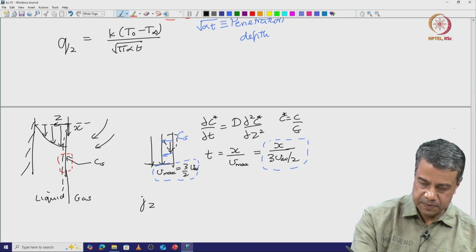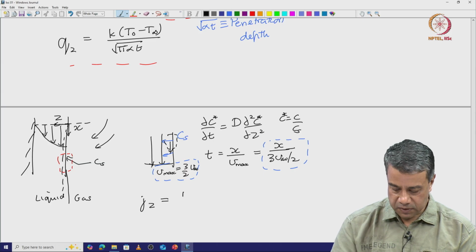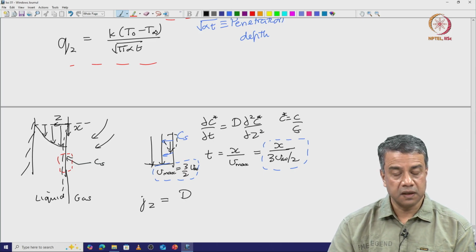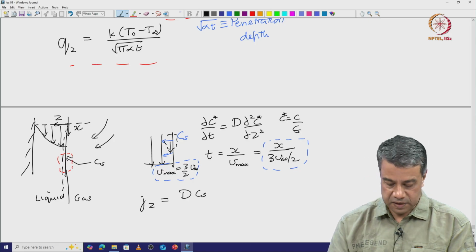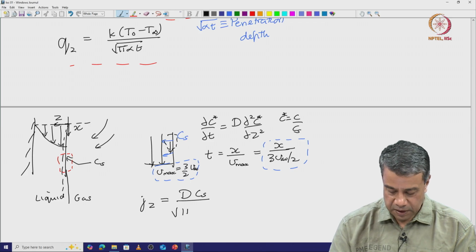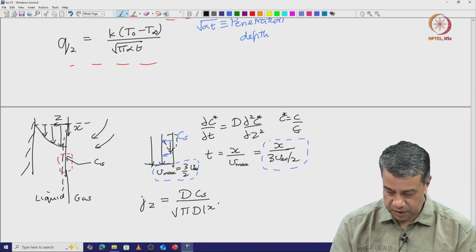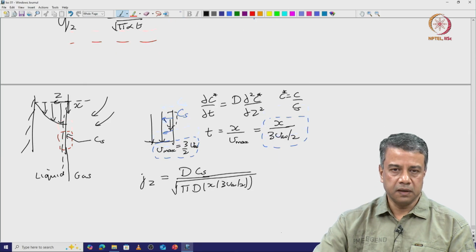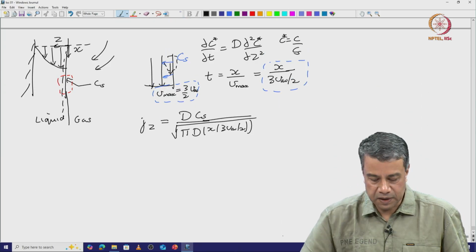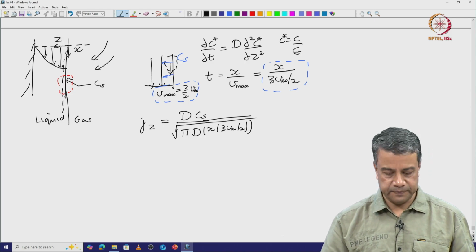So, analogous with this expression, I can write an expression for the flux, which is equal to the diffusion coefficient instead of the thermal conductivity, into Cs instead of the temperature difference, divided by root of pi D, the diffusion coefficient, into T, which is x by (3 V average by 2), the square root of this whole thing. That is J z, the flux locally at a given downstream position x.